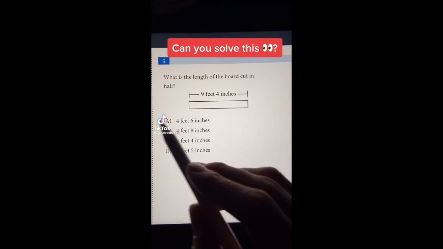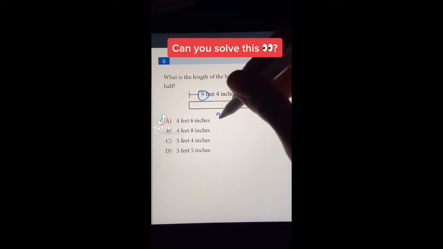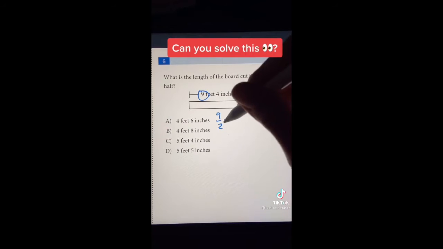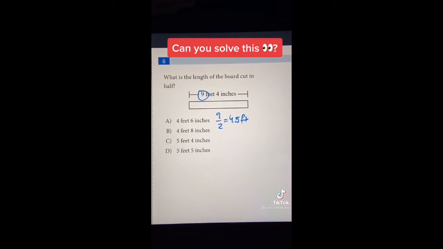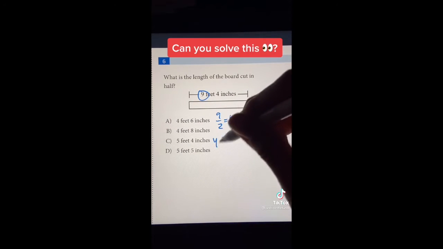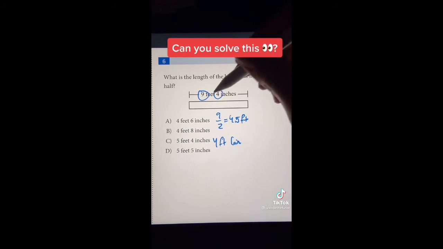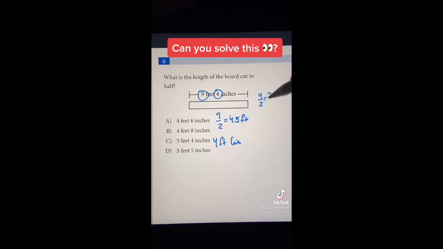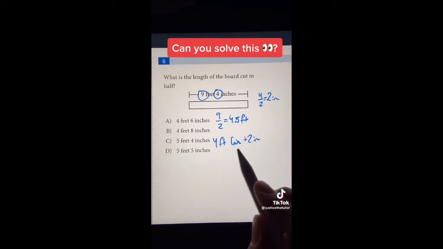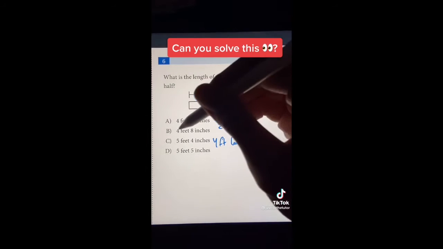What is the length of the board cut in half? So what I like to do is take each of these components and do them separately. So 9 divided by 2 is just 4.5 feet. And 4.5 feet is the same thing as 4 feet and 6 inches because there are 12 inches in a foot. And we still have a 4 here. So 4 divided by 2 is just 2 inches. So we just have to add that over here. So 4 feet plus 6 inches plus 2 inches is 4 feet and 8 inches.